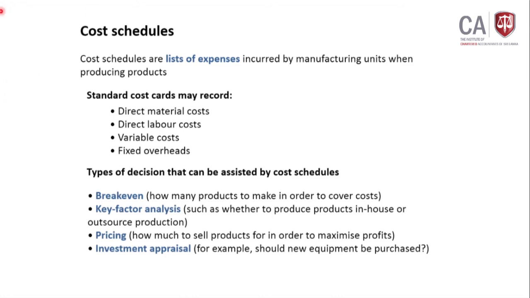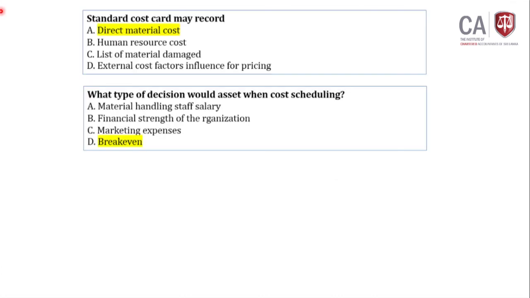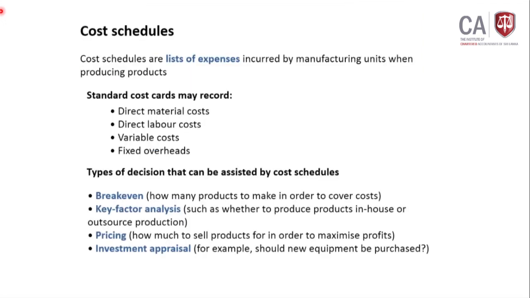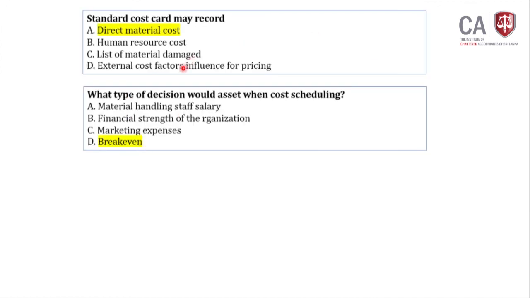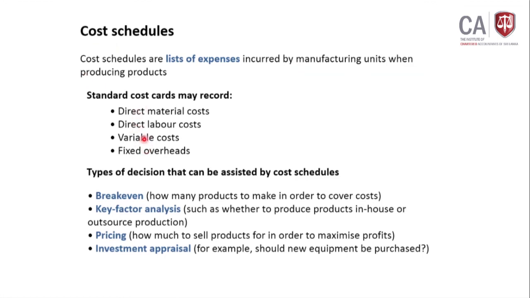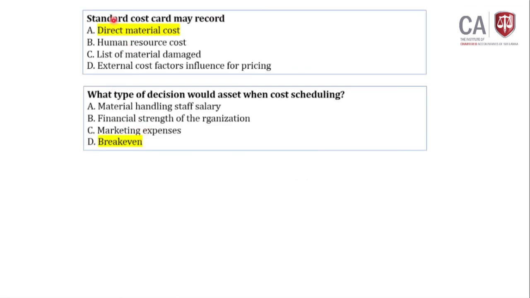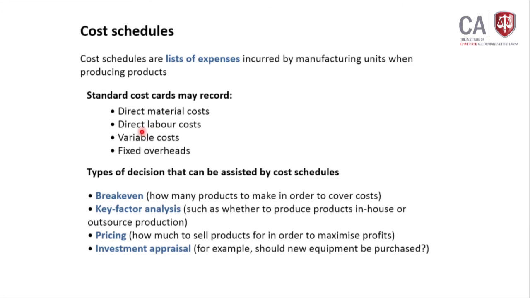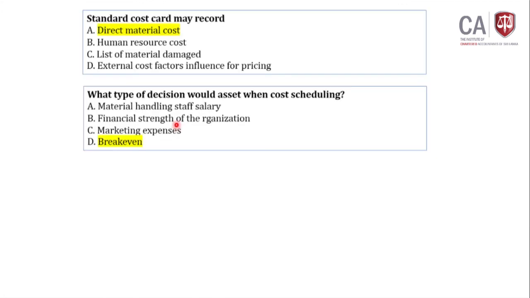So I think it is very much explained to you now. Let's go to the questions. Standard cost card may record what? Here, direct material, direct labor, variable cost. So how many questions can we develop for this one? 1, 2, 3, 4. We can develop 3 questions. Standard cost card may include direct material. Standard cost card may include direct labor cost. Likewise, you can develop other questions as well.